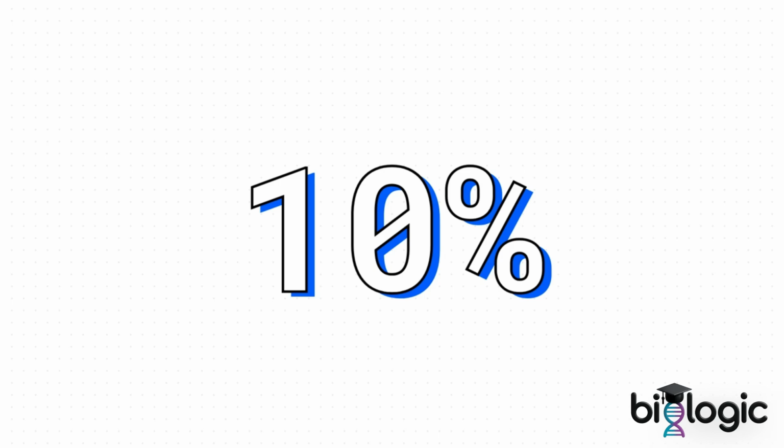Here's a number you absolutely have to know: 10%. Only about 10% of the energy from one level actually gets stored in the next. The other 90%, poof, gone. Mostly lost as heat. This 10% rule is the whole reason you don't see food chains with like 15 levels.